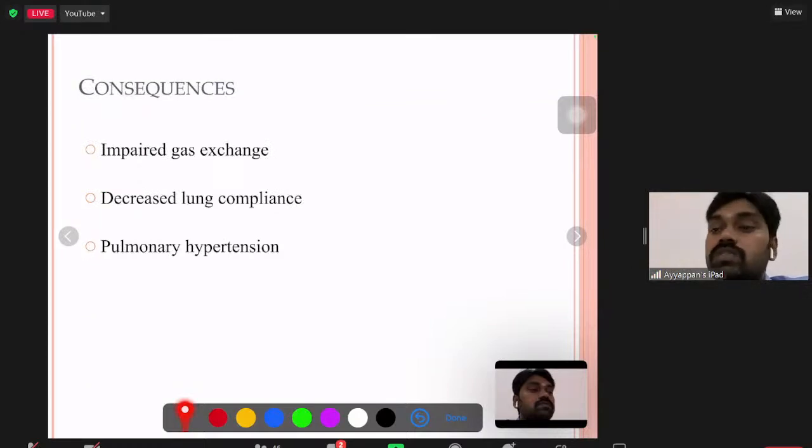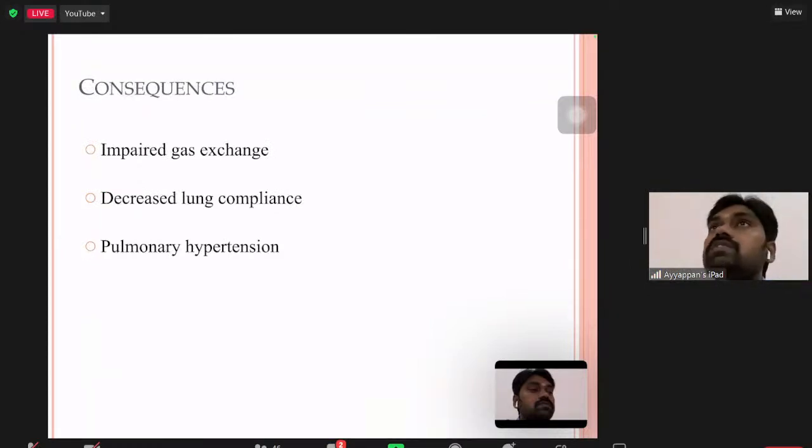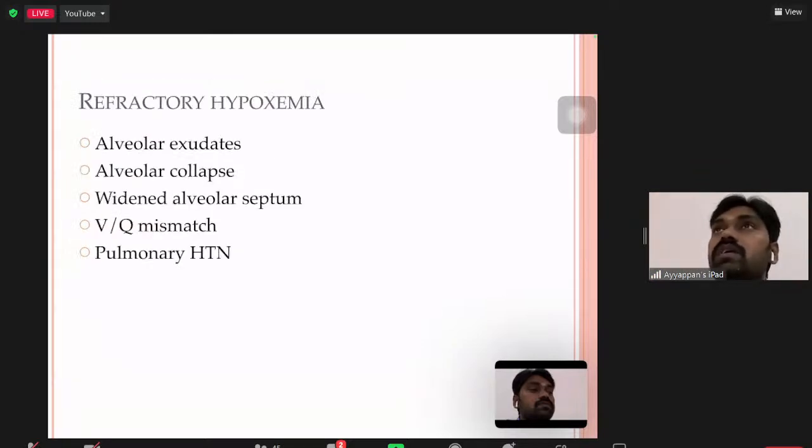So what does this all lead to? All of this leads to impaired gas exchange or a hypoxemia, which is resistant to increasing FiO2, and a decreased lung compliance and pulmonary hypertension. Why is there refractory hypoxemia? As we saw in the picture, we have increased alveolar exudates, which prevents the gas exchange from happening. There is an alveolar collapse, which creates a shunt, because the perfused segments will not contribute to the gas exchange because the alveoli is collapsed. There is widened alveolar septum, as we saw, because of the increased interstitial fluid, and all of these lead to V/Q mismatch and pulmonary hypertension. And in turn, this leads to refractory hypoxemia, which means even if you increase the FiO2, there won't be increase in saturation.